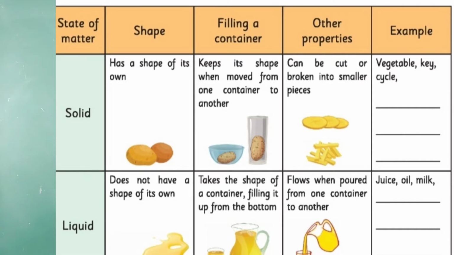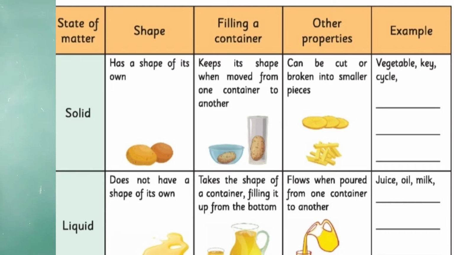So, state of matter, first one we can discuss as solid. Okay, so solid has a shape of its own. Whatever shape it has, it will remain that way, unless it is breaking or burning, right? Until it is broken or burned, its shape will remain the same. Next is filling a container, keeps its shape when moved from one container to another. If we are transferring this solid matter into another container, its shape is remaining same.